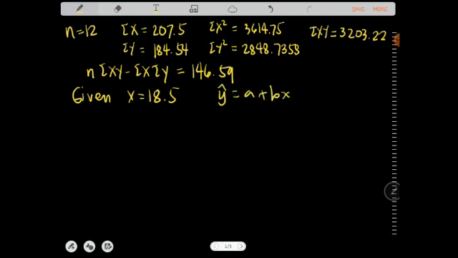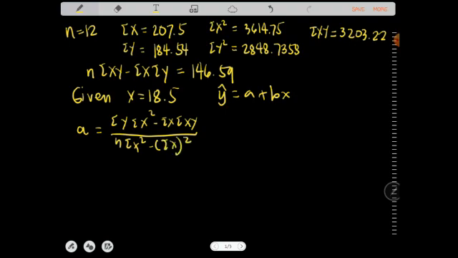Di ba? Okay. So ano yung A natin na formula? A formula is just equals to the fraction bar. Then sa numerator we have the summation of Y times the summation of X squared minus summation of X times summation of the products X and Y over N times the summation of X squared minus the quantity of summation X raised to 2. Okay?